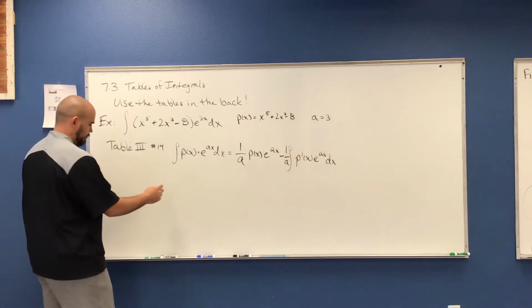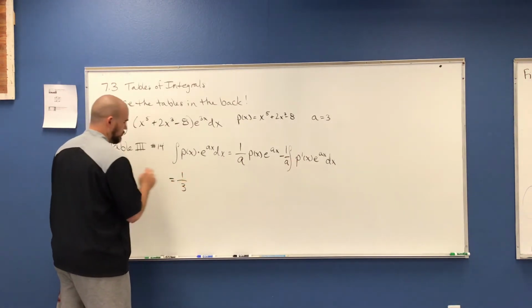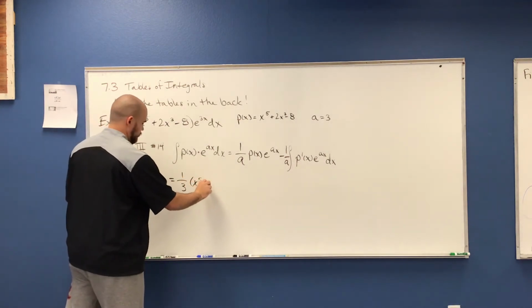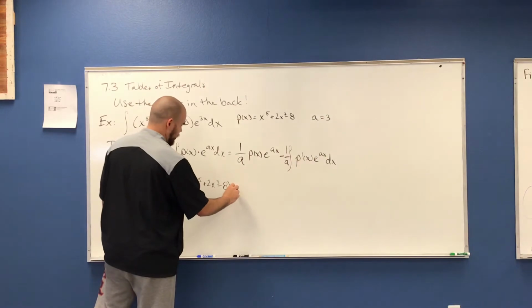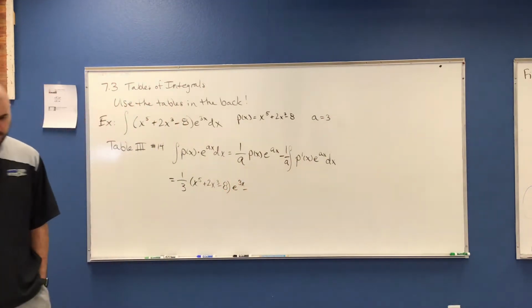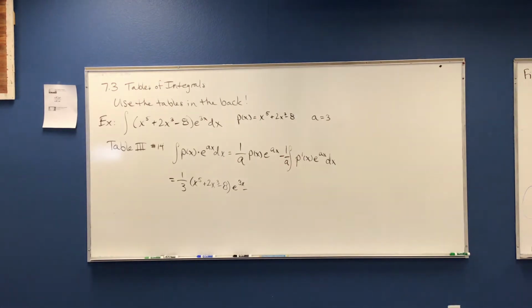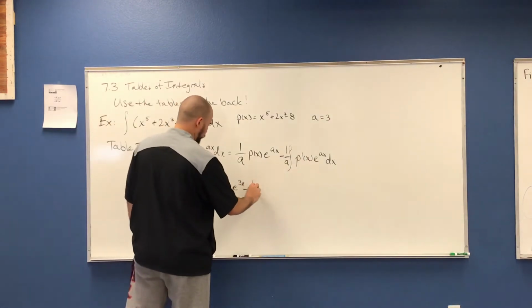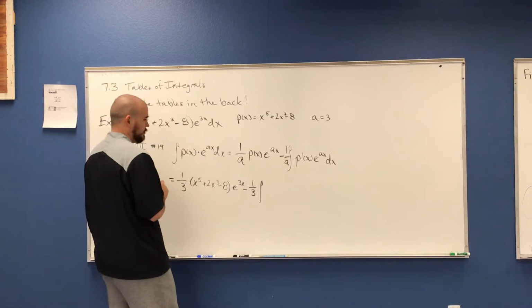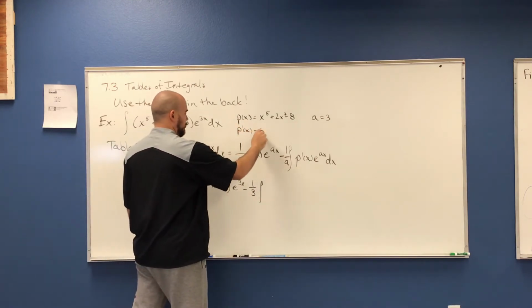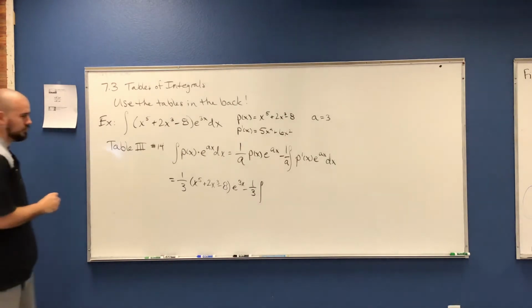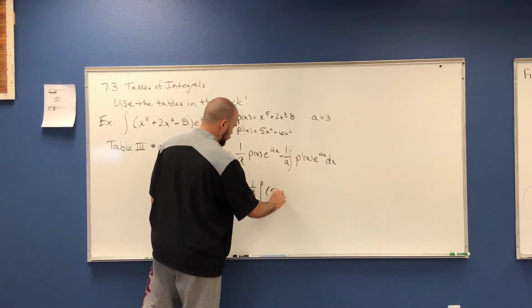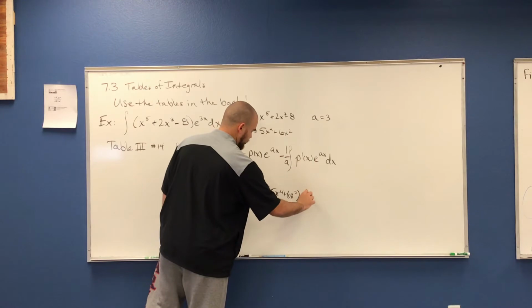So this will now become 1 over 3 times the original function times e to the ax, in this case a is 3, minus 1 over 3 times the integral of the derivative of p, which is 5x to the fourth plus 6x squared, so that's 5x to the fourth plus 6x squared times e to the 3x dx.